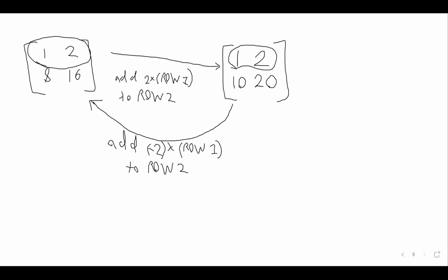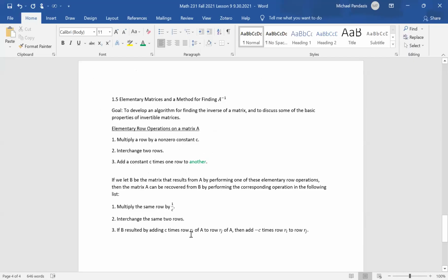Okay. So here back on Word, I explained that operation in general terms in this way. If capital B resulted by adding C times row Ri of A to row Rj of A, then add -C times row Ri to row Rj, right? Does that make sense? So you're taking C times row Ri and adding it to row Rj. So the opposite is adding -C times row Ri to row Rj. Right?